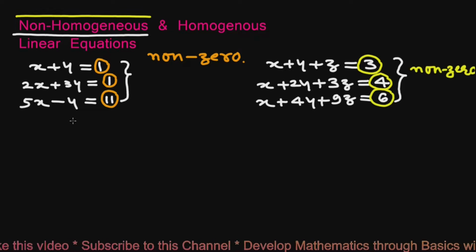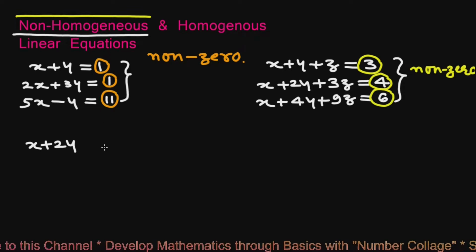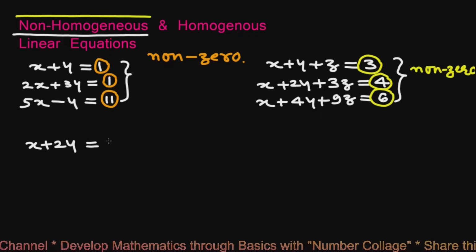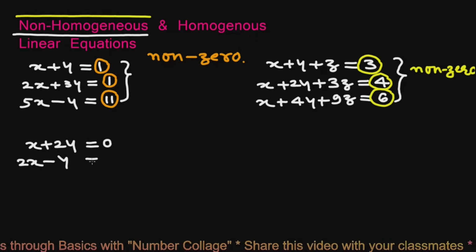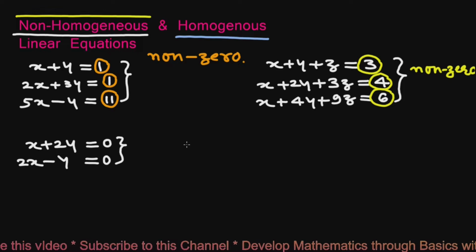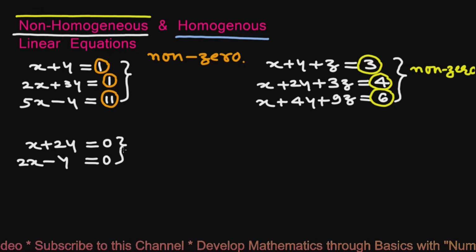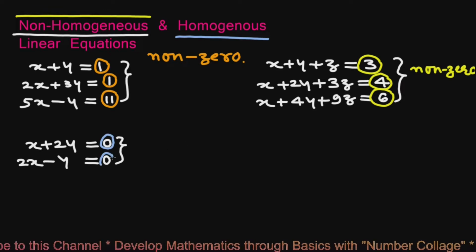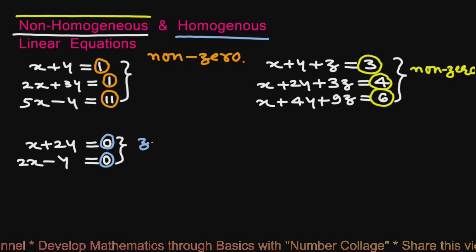On the other hand, linear equations of the type x plus 2y equals 0 and x minus y equals 0 are homogeneous linear equations because the right hand side of these equations is 0.